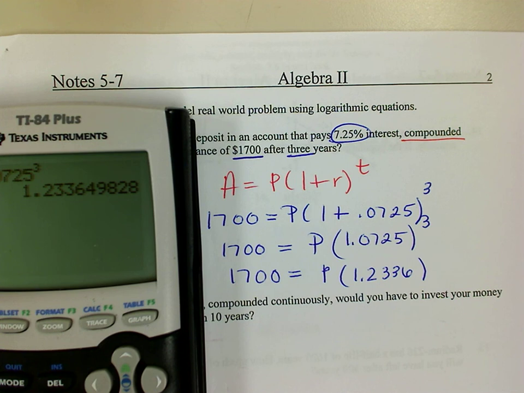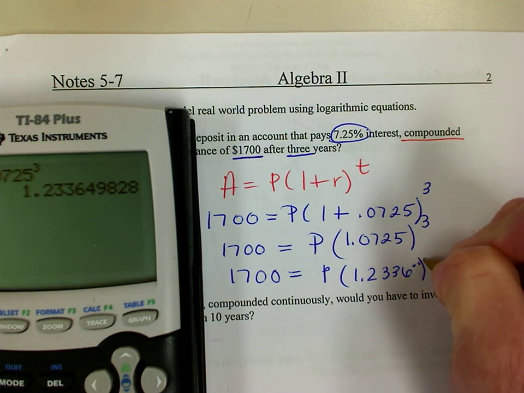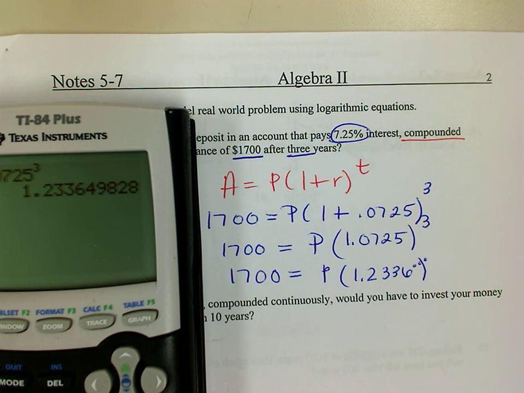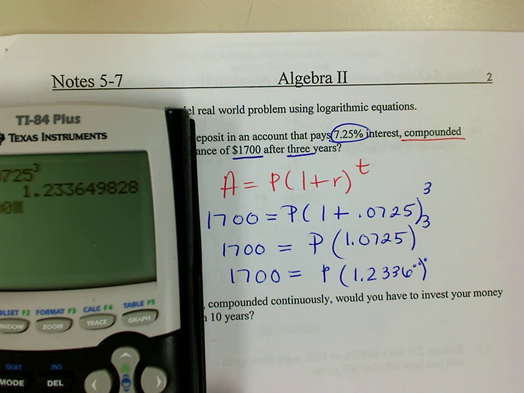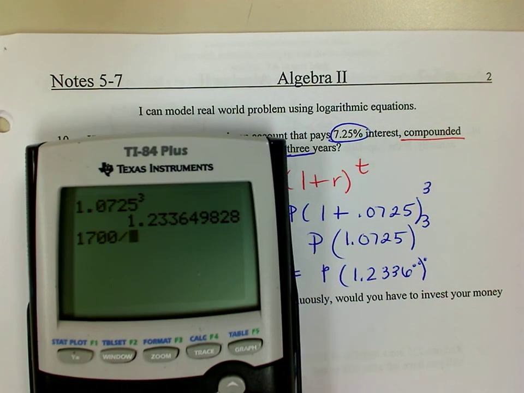1.2336. I knew there was more. I don't really want to round on this one, because if you round, it doesn't keep your answer as exact. So I'm just going to say, in order to get P by itself, I just have to divide this over. So I'm going to take 1700 and divide it by that answer that we just got.